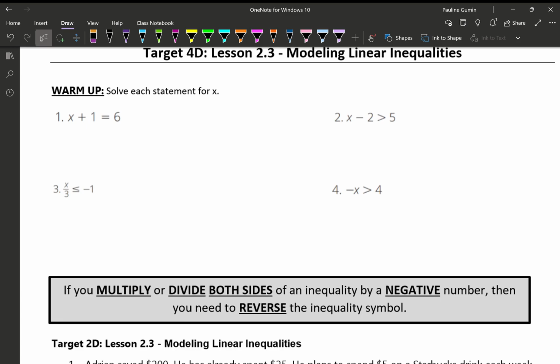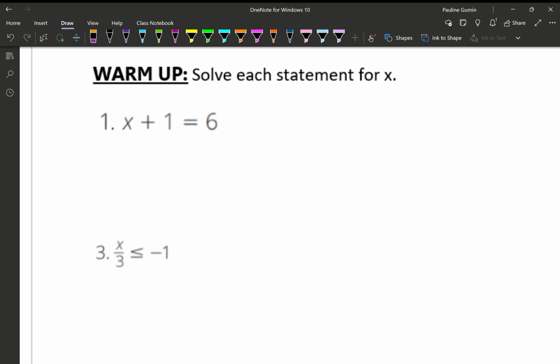Hello, hello, and welcome to a little video about modeling linear inequalities. Let's get started with the warm-up. The first thing that I'd like to do is just solve a regular equation. This one we solve by subtracting 1 from both sides. Beautiful.